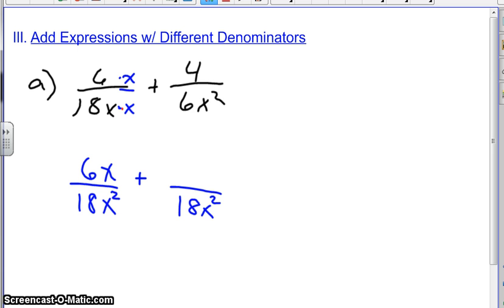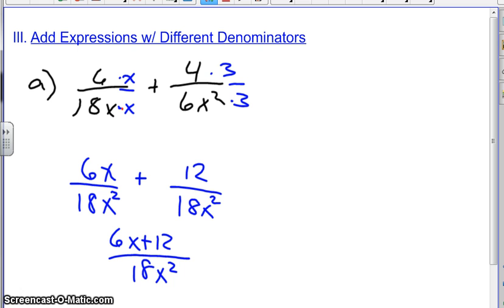Okay, what are we multiplying this one by? 3. So multiply the top by 3. And we have 12 over 18x squared. And so now that we have like denominators, we can add the numerators. What is 6x plus 12? 6x plus 12 over 18x squared.